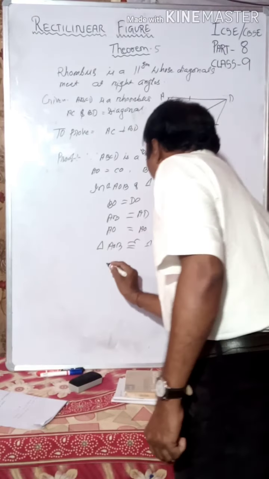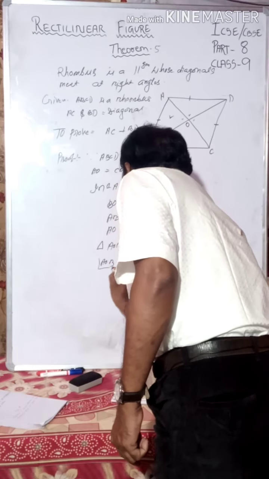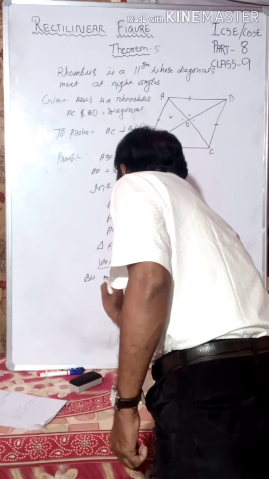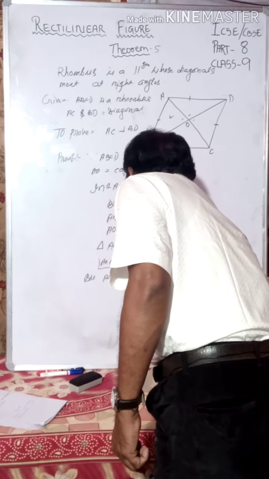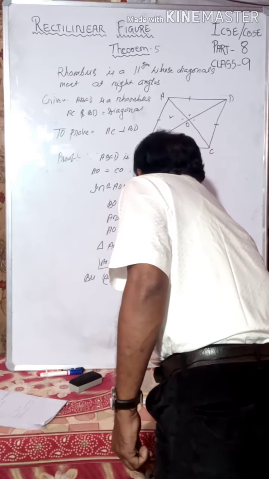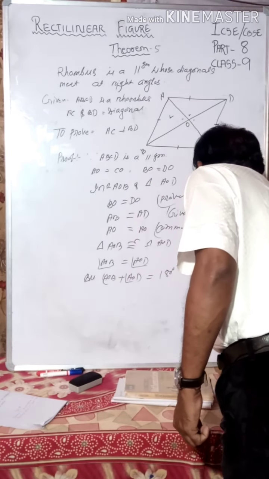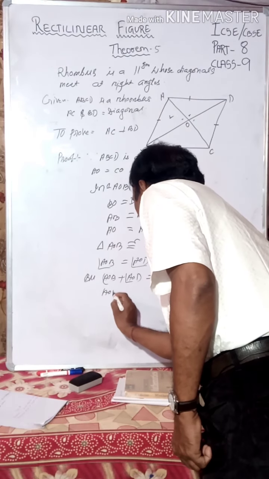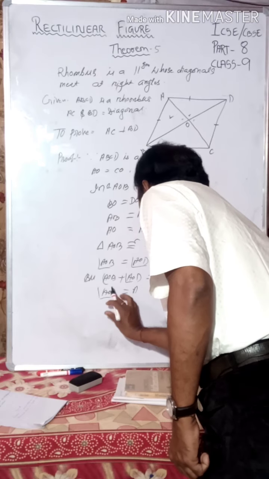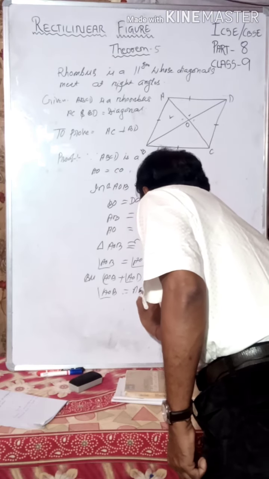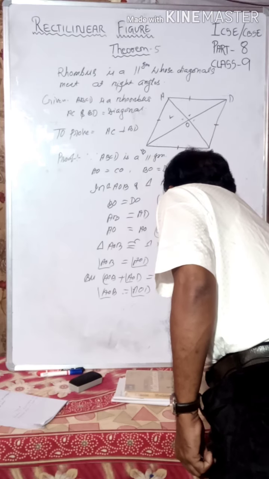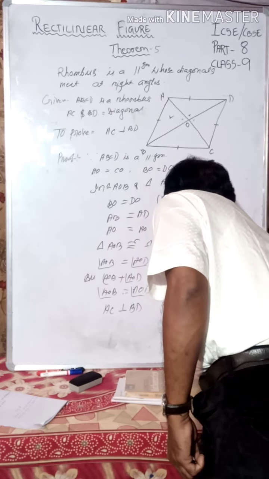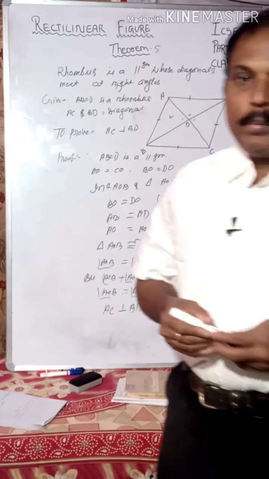So their corresponding angles are equal. So angle AOB is equal to angle AOD. But angle AOB plus angle AOD is equal to 180 degree, that is a linear pair. So angle AOD is equal to angle AOB, and AOD is equal to 90 degree. So AC is perpendicular to BD, proved.